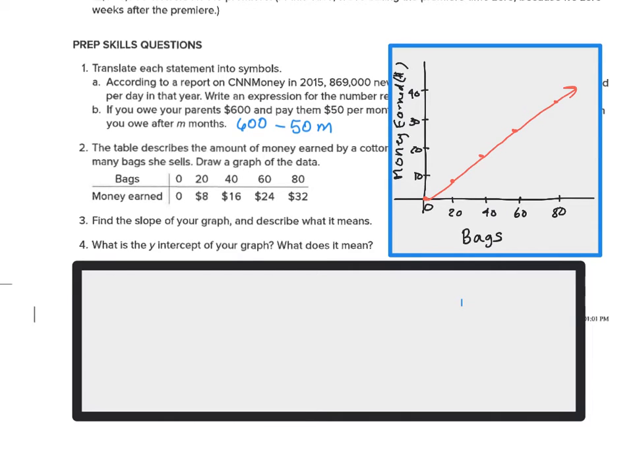All right, so 3 asks us to find the slope of our graph and describe what it means. I'm going to go ahead and use points (0, 0) and (20, 8). Please pause the video and see if you can find that slope on your own. So did you get the slope to be 0.4? I hope so. But remember, it's so important to understand what this means. So that will mean the vendor earns 40 cents for every bag of popcorn she sells.